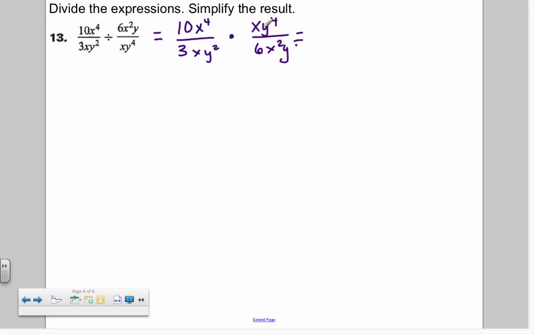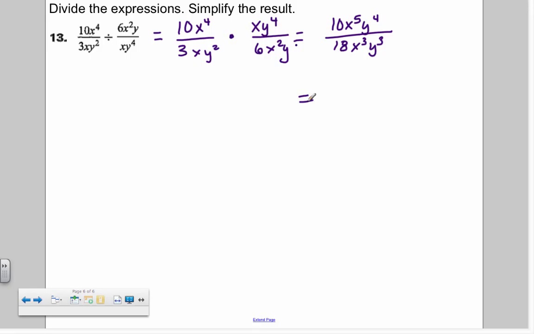Here I have 10 times 1, which is technically 10. X to the fourth times x, add my exponents together, so I have x to the fifth. And then I'm left with y to the fourth on the top. On the bottom, 3 times 6, that's 18. X times x squared, add my exponents, that's x to the third. And y squared times y, again I'm going to add my exponents, and that's y to the third.